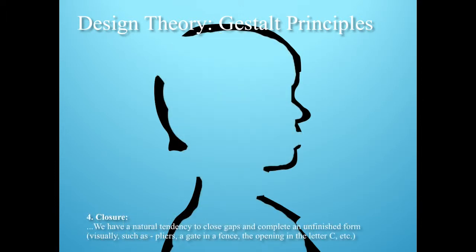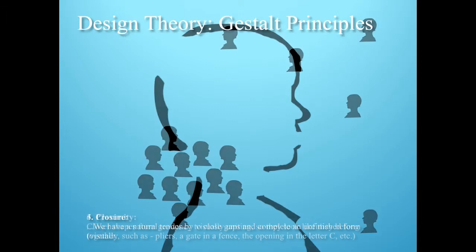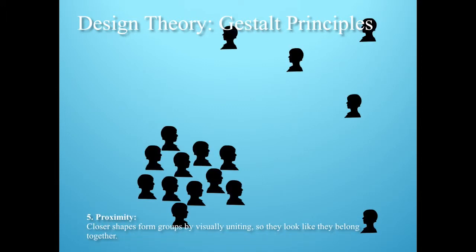Closure, we have a natural tendency to close gaps and complete an unfinished form visually, such as pliers, a gate in a fence, the opening in the letter C, etc. So you can see this is actually being a figure even though there's a lot of it missing. Proximity, closer shapes will form groups by visually uniting, so they look like they belong together. So you see this group of people in one corner and then everybody else is kind of just separated across from them.